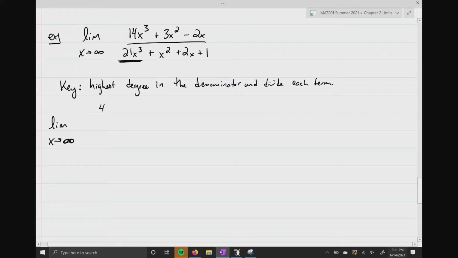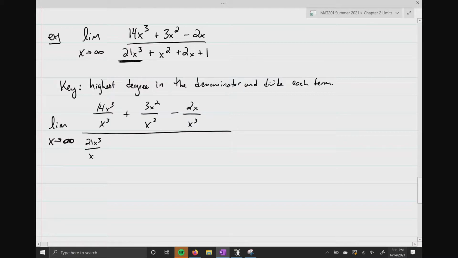Let me write this out, and you'll see what's going to happen here. So 14x cubed over x cubed plus 3x to the second over x cubed minus 2x over x cubed, all divided by 21x cubed over x cubed plus x to the second over x cubed plus 2x over x cubed plus 1 over x cubed. That's too many x cubes. I never want to say an x cubed again, but I don't think I have a choice.